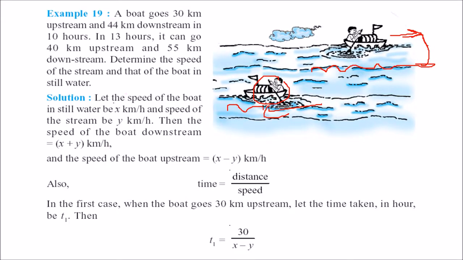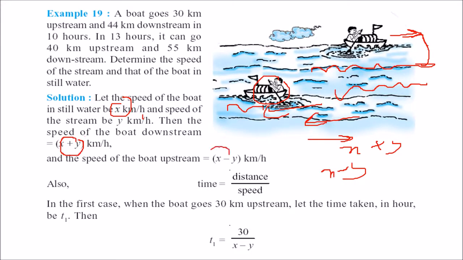So if the speed of boat in still water is x and the speed of stream is y, so while you go on this side, this will be x plus y because it is going to benefit you. While you go on that side, it is going to resist you, so this will be x minus y. So the speed of boat will be x plus y downstream, x minus y upstream. Now you know this equation, time is equal to distance by speed.